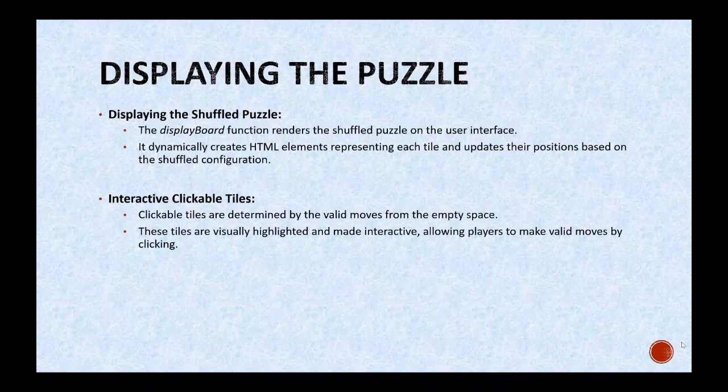Displaying the puzzle. Displaying the shuffled puzzle, the displayBoard function renders the shuffled puzzle on the user interface. It dynamically creates the HTML elements representing each tile and updates their positions based on the shuffled configuration. Interactive clickable tiles. Clickable tiles are determined by the valid moves from the empty space. These tiles are visibly highlighted and made interactive, allowing players to make valid moves by clicking.